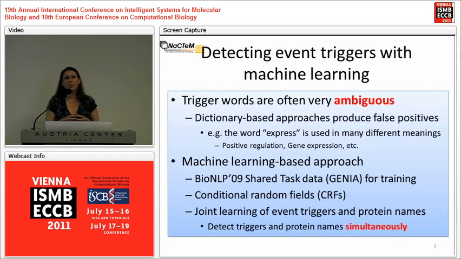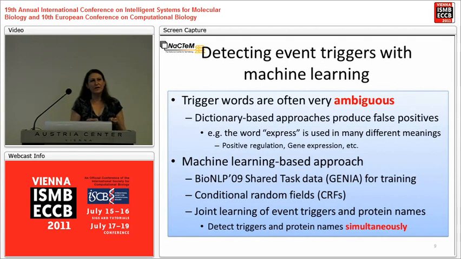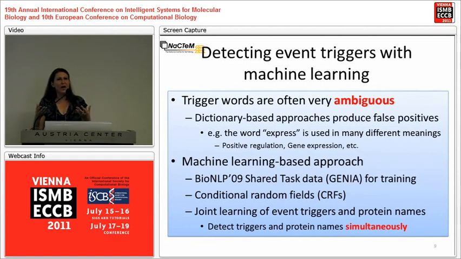So in our case, we opted to use a machine learning approach, and we used the shared task BioNLP training data from Genia, who's from the University of Tokyo, for training, and also used conditional random fields, and in this case, a joint approach, joint learning of event triggers and protein names. The hypothesis is, if you have the triggers, as I said, phosphorylate, verbs, and nominalizations, and if you have, for instance, proteins occurring together, and if you actually learn together, you have better performance.